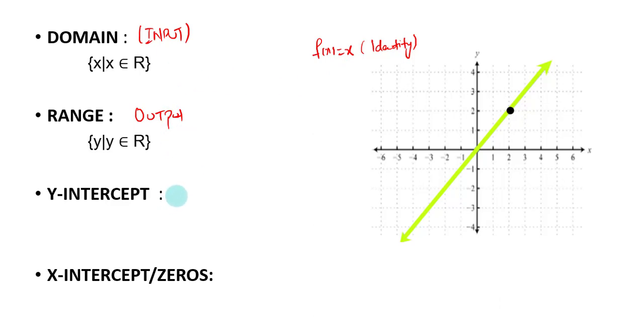For y-intercept, you just have to put x equals 0 in your function. When you put that, you get 0, 0. Because when x equals 0, y equals 0. And for x-intercept, you have to plug in y equals 0, and when you do that you get 0, 0 as well.